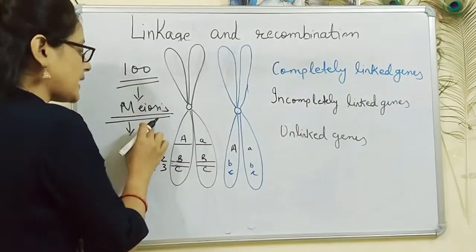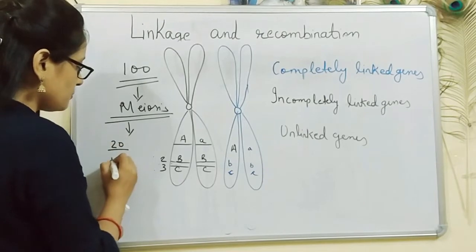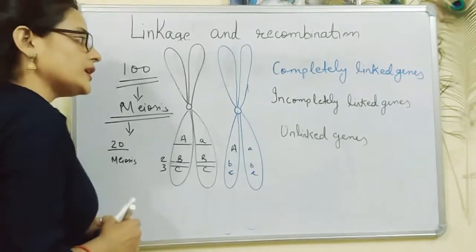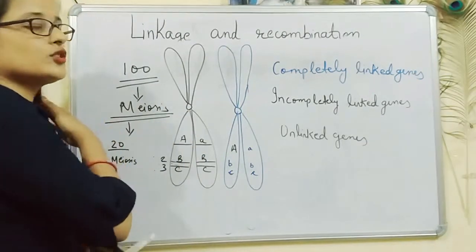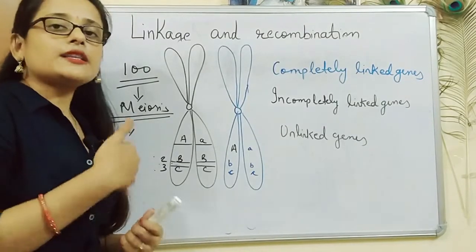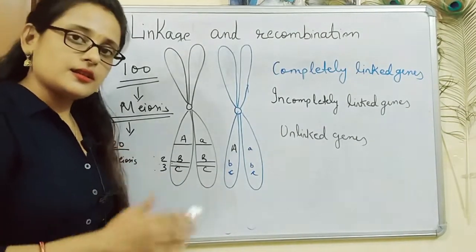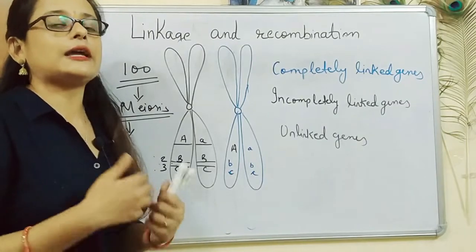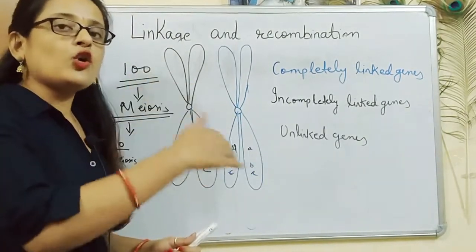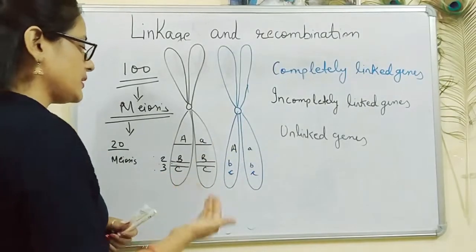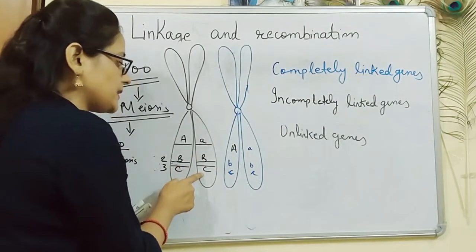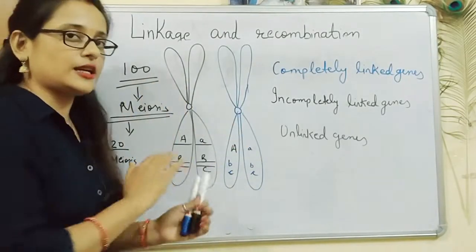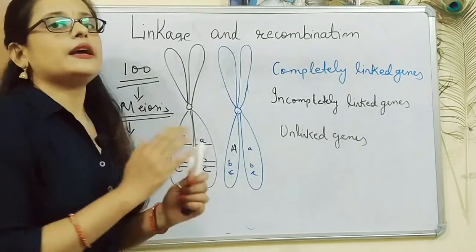So during these 100 times of meiosis, at least 20 times of meiosis will have crossing over, which will separate the alleles of gene 2 and gene 3. So in case of incompletely linked genes, few cases of meiosis have crossing over, but maximum cases of meiosis do not have crossing over, as a result of which maximum times the alleles move together, but few times they can be separated, as a result of which few gametes can have different combinations, that is few gametes can have small b with capital C and capital B with small c, but maximum times they will have the same combination as that of the parent. This is called incompletely linked genes.